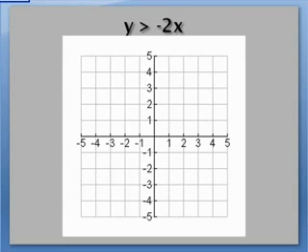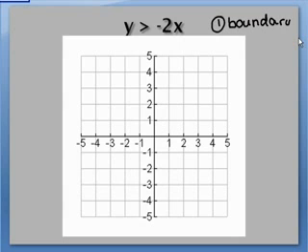Okay, let's try this one. We have the inequality y is greater than negative 2x. So remember, step 1 is to come up with the boundary line. So we need to find the boundary.